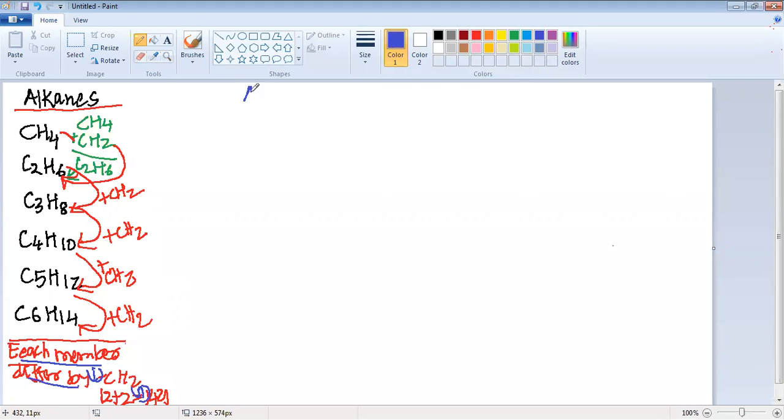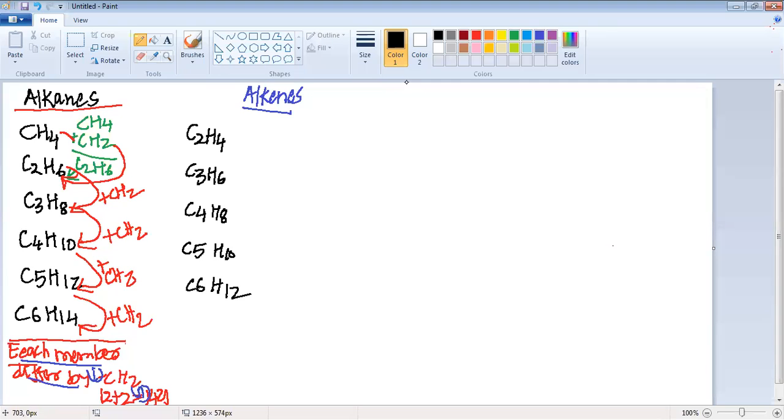Now let's have a look at the alkenes. We have seen that the alkenes start with C2H4, C3H6, C4H8, C5H10, C6H12. When you study them, you will even find that when you want to convert them from one to another, you can easily add CH2.